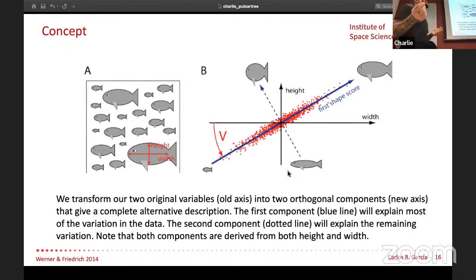These new axes capture the information that you have in your data, while trying to use as few variables as possible. The first component that you see here, the blue line, captures most of the information in your data. The second one gets the remaining variance in your data points. So this is the idea behind the PC method.